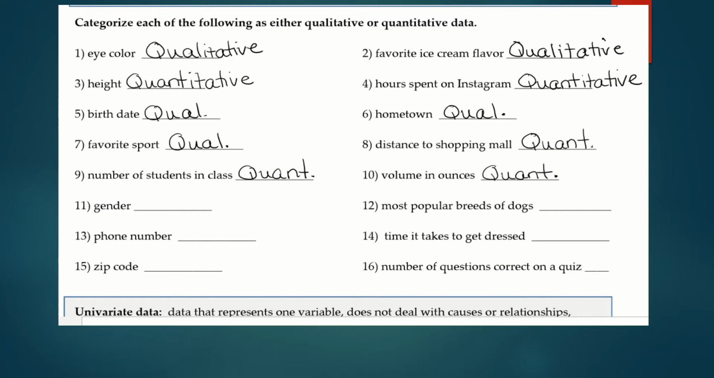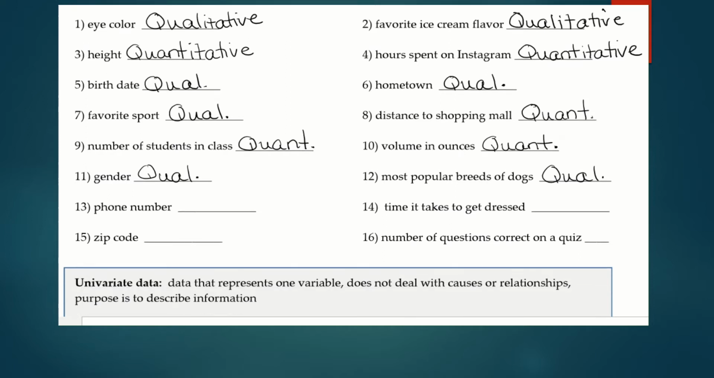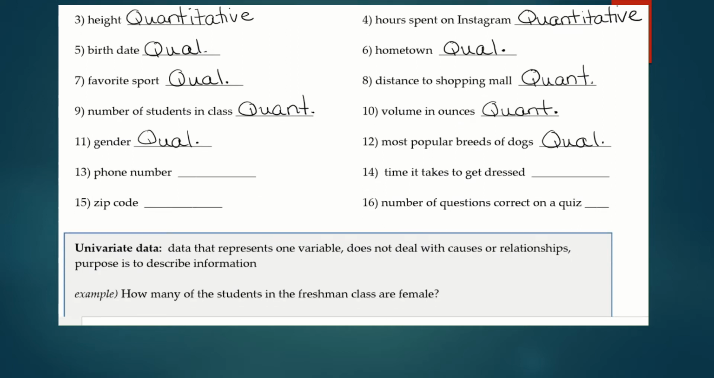Gender. Gender is qualitative data. This is more categorical. Most popular breeds of dogs. Once again, this is going to be qualitative data. It's not something that we can measure. It is simply something we can observe. Someone's phone number. Okay, so phone number, don't get confused. I know there's numbers associated with phone numbers, but this is qualitative data. It's something we can observe. It is not something that we can measure.